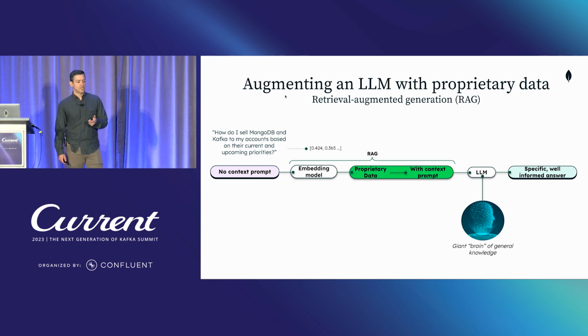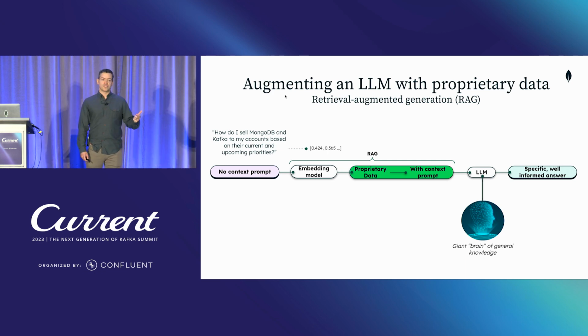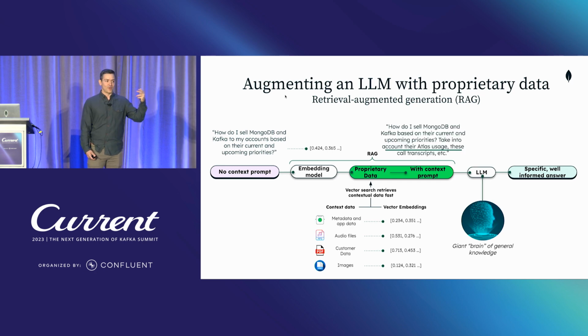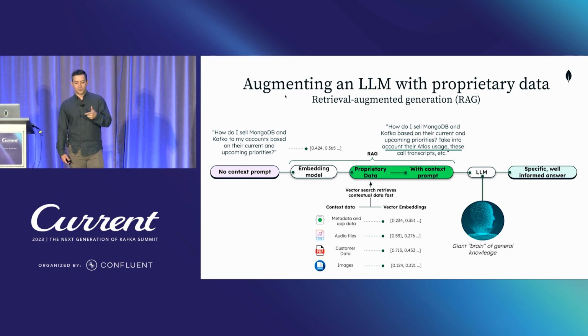So I'll walk through this. Say I ask it the same question: how do I sell my MongoDB and Kafka accounts based on current upcoming priorities? Well, you turn that prompt into a vector embedding. If you're not familiar yet with what vectors are, vector embedding, three different terms that essentially mean the same thing. You'll hear them used interchangeably. You turn that into a vector. You then perform what's called vector search, which allows you to retrieve semantically similar data, data that has similar underlying meanings, so that you can retrieve the most relevant contextual data, and then augment, as in the RAG, that prompt before it's sent to an LLM.